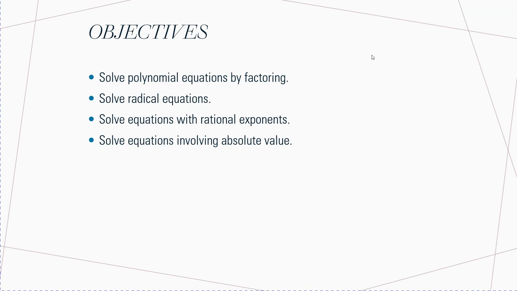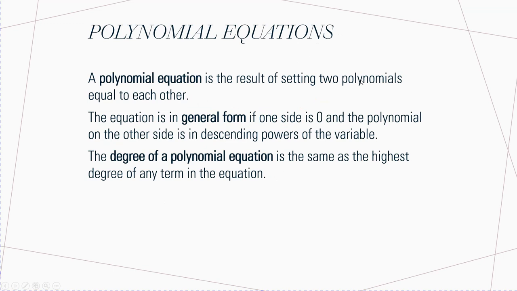What this means, rational exponents, is something like x to the m divided by n. So it's a fraction as an exponent. And then we're going to solve equations with the absolute value sign. Okay, so solving by factoring is going to be the first one here.